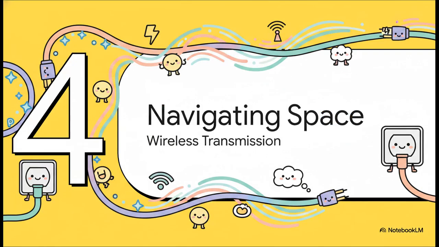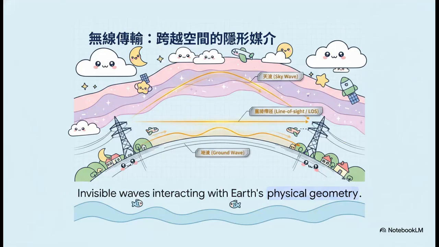Section 4. Navigating space. Cables, whether they're carrying lightning-fast photons or reliable electrons, literally tether us to a wall. To get true mobility, we have to manipulate invisible waves. Wireless transmission completely breaks that physical tether by shooting electromagnetic waves directly through the air. But it's not a straight shot. We have to cleverly interact with the Earth's physical geometry to bypass obstacles.